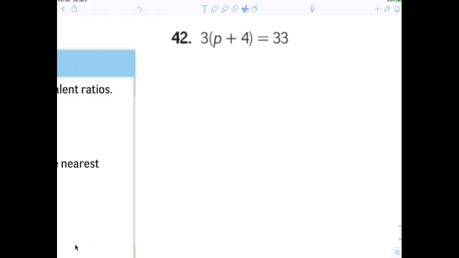So here, we're multiplying by 3, right? So how do I undo multiply by 3? Divide by 3. So what's 33 divided by 3? 11. And then I'm left with plus 4. So 11 minus 4. 7. There you go. Now, how do I know I'm right? Because what's 7 plus 4? 11. Times 3. 33. What it's supposed to be. We're just going backwards. All right.